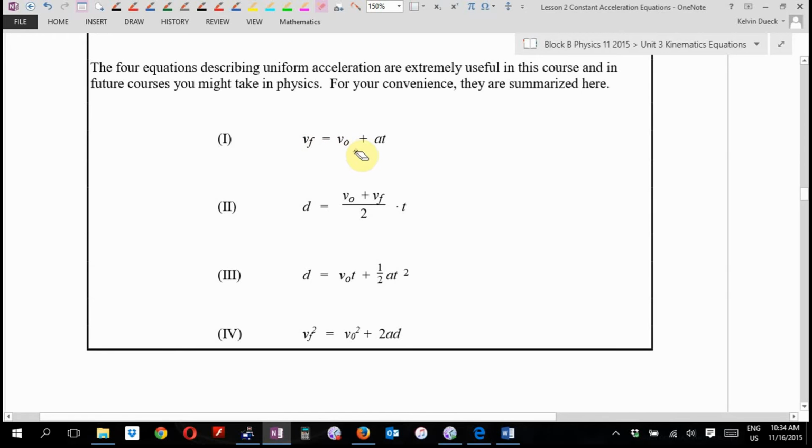VF equals VI plus AT. D equals VF plus VI times T over 2, or you can times by 1/2. Those are interchangeable. Dividing by 2 is the same as timesing by 1/2. D equals VIT plus a half AT squared, and VF squared equals VI squared plus 2AD.